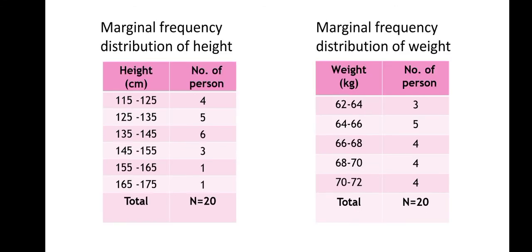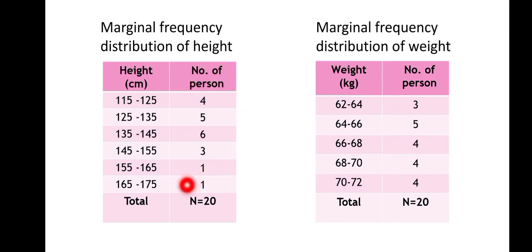Next, in the same example, we have another question, that is to write down the marginal frequency distribution of height and weight. If we consider height and weight separately, that is called the marginal frequency distribution. Here the class intervals of heights are written, that is 115 to 125, 125 to 135, 135 to 145, 145 to 155, 155 to 165, 165 to 175. These are the class intervals of heights, and these are the corresponding frequencies.